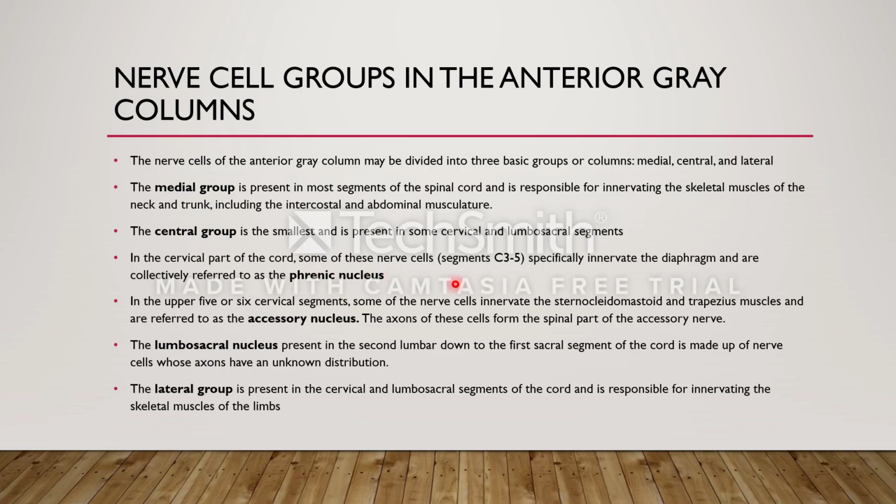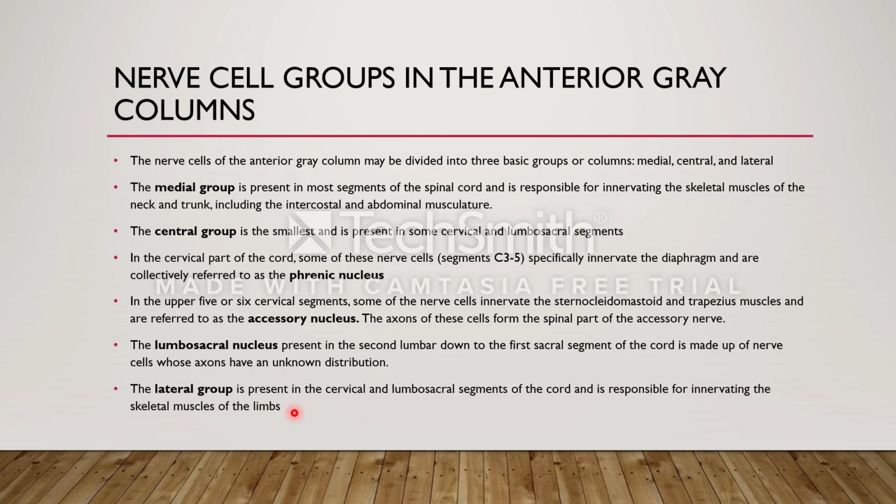The phrenic nucleus, which is present only in the segments C3 to C5, will innervate the diaphragm. In the upper 5 or 6 cervical segments, there are some nuclei which are named as accessory nuclei, and they will innervate the sternocleidomastoid and the trapezius muscle, and they will form the spinal part of the accessory nerve. The lumbosacral nucleus, as the name implies, is present from the second lumbar to the first sacral segment, that is from L2 to S1, and it is made up of some axons which have unknown distribution.